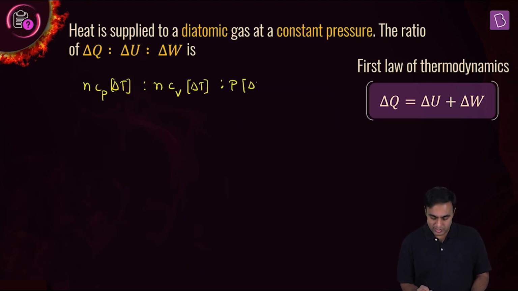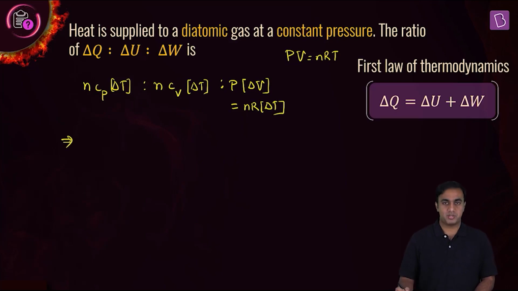And delta W, the work done by the gas for an isobaric process, can be written as P into delta V. But then again, this is an ideal gas we are speaking of, and it obeys the ideal gas equation, PV equals nRT. And from here, for an isobaric process where pressure is kept constant, we can write P into delta V as nR delta T.